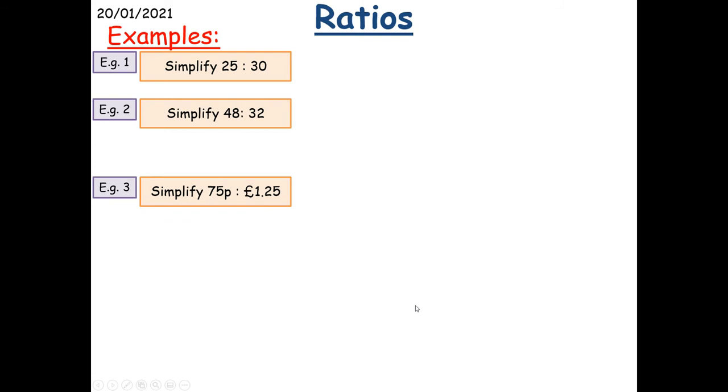Okay, let's go through these examples without having a look at an image. So simplify 25 to 30. So we've got 25 to 30. Now, what number goes into 25 and 30? Remember what I was saying? You've got the 2 times table, the 3, the 5 times table.